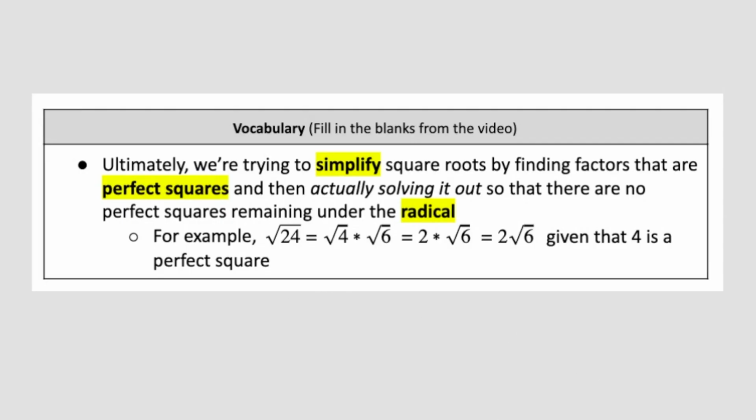Now, just to close out with some vocabulary, ultimately we're just trying to simplify square roots here by finding factors that are perfect squares. This is what we did in the previous lessons too. But then we're actually solving it out so that there are no more perfect squares remaining under the radical. For example, root 24 is equal to root 4 times root 6, that's 2 root 6. There's no perfect square that goes into 6 besides 1, which as we've established again and again, I apologize to those of you that like 1, but 1's really useless here. So that means that this right here is a fully simplified form of root 24.